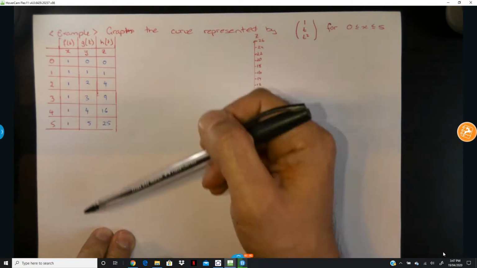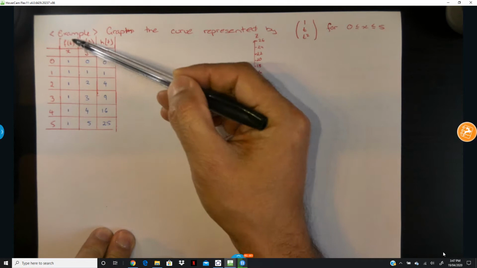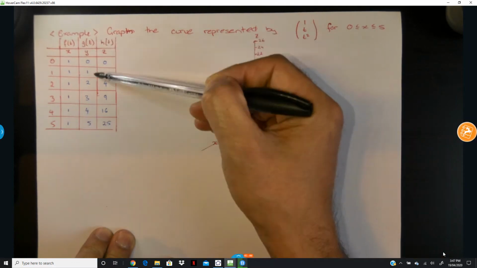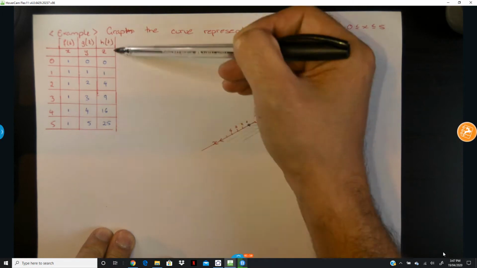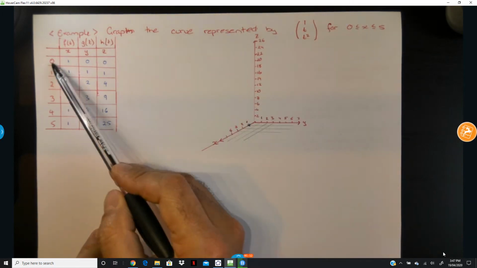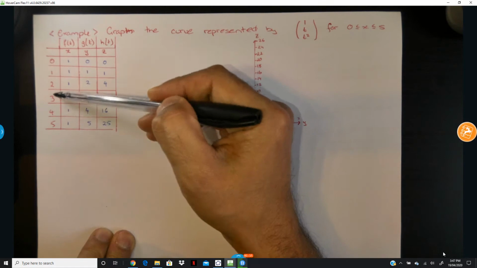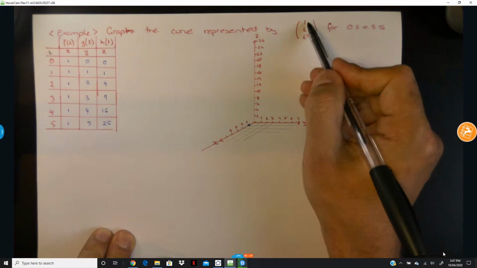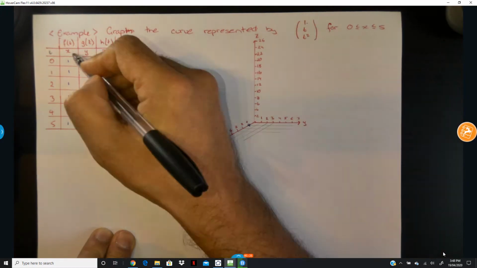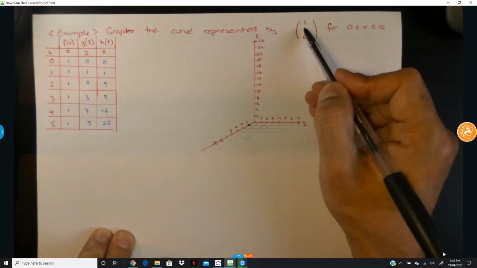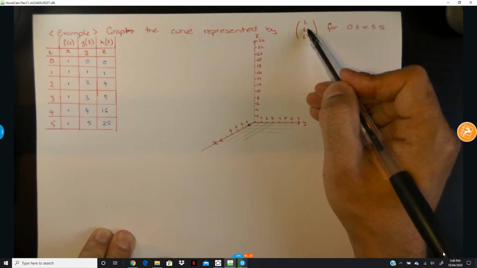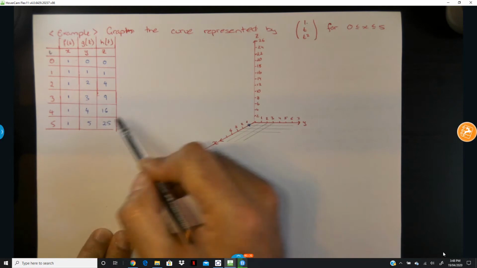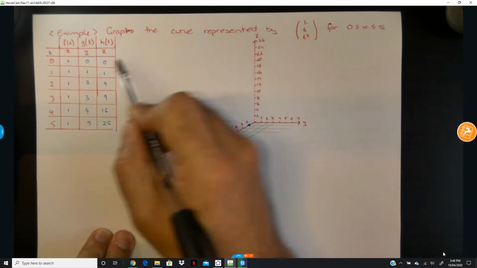So what I do is I create a table. So this is my f of t, which is what x would be, this is my g of t, which is what y would be, and h of t, which will be z. So t is going to be 0, 1, 2, 3, 4, and 5. So x is always 1. The y value is what t is, so it's going to be 0, 1, 2, 3, 4, 5. And then my z value is t squared.